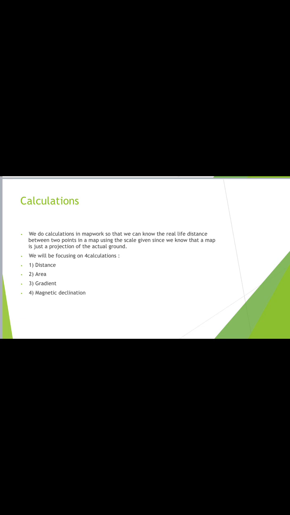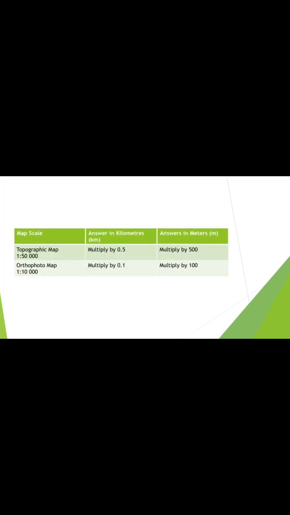Before we get into the Mapwork, let's start with our conversions, knowing that we have 2 different types of maps that we work on, and these 2 types of map have different scales and their conversions are also not similar. Firstly, we have the topographical map. The topographical map uses a scale where 1 centimeter represents 50,000 centimeters in real life. If we want our answers to be in kilometers, we will multiply by 0.5.